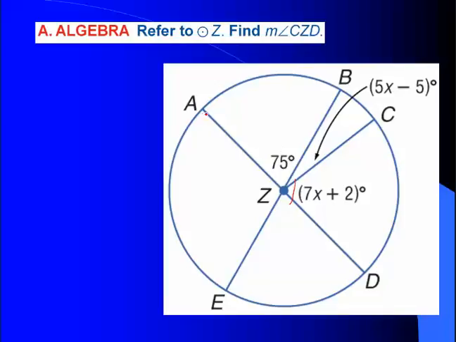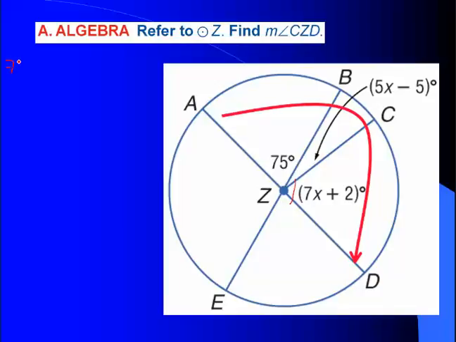What kind of chord is AD? It goes through the center. So we call it a diameter. How many degrees are in a diameter or a semicircle created by that diameter? It's 180 degrees. So again, we have 3 angles that when put together equal 180 degrees. So my equation should look something like this.